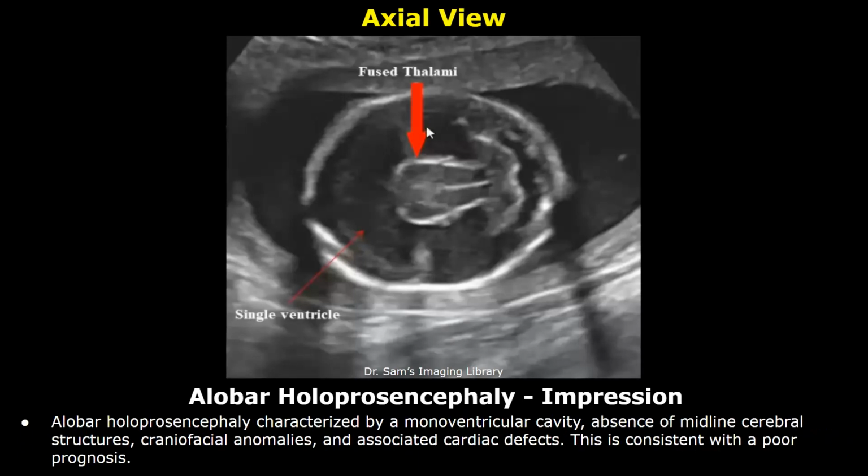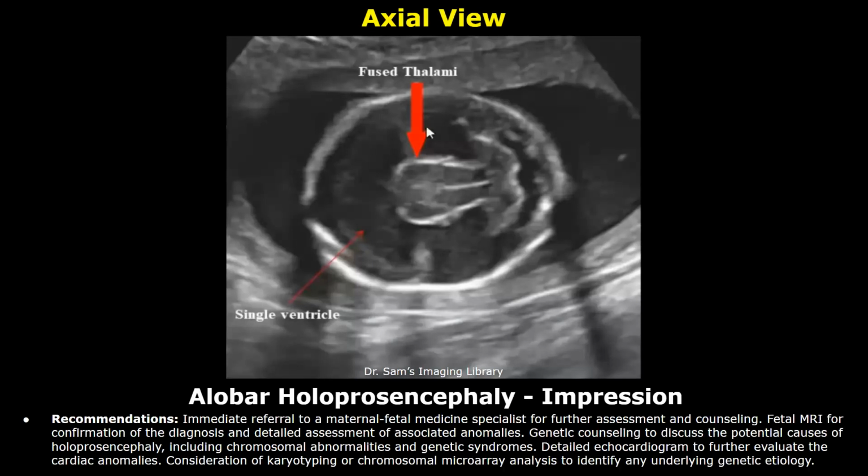Here is the impression: Alobar holoprosencephaly characterized by a monoventricular cavity, absence of midline cerebral structures, craniofacial anomalies, and associated cardiac defects. This is consistent with a poor prognosis. Recommendations: immediate referral to a maternal fetal medicine specialist for further assessment and counseling. Fetal MRI for confirmation of the diagnosis and detailed assessment of associated anomalies.